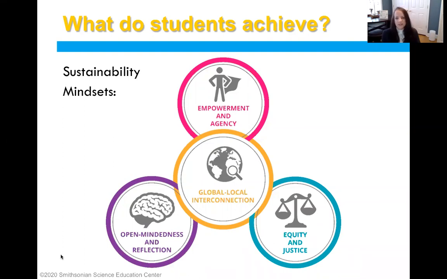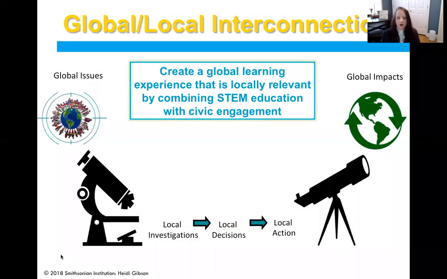We want them to see that science provides equity and justice, and that this allows students to engage in open-mindedness and self-reflection. So our perspective is that we're not the only people who engage in this work, but we're trying to create these global, local interconnections by giving students an opportunity to learn about a complex global issue, bring it down to a local level through local investigations, making local decisions, taking local action, so that they can understand that their local actions actually have global impact.